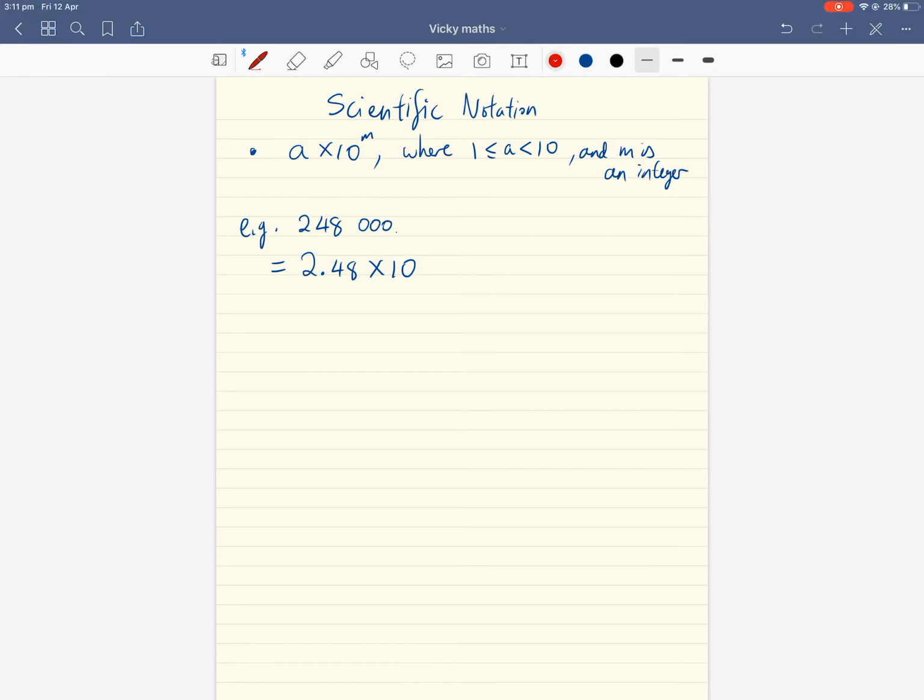Well, we start at the end of the number and we see how many times we have to hop to get to 2.48. So 1, 2, 3, 4, 5. We hopped 5 times, so it will be 10 to the power of positive 5.